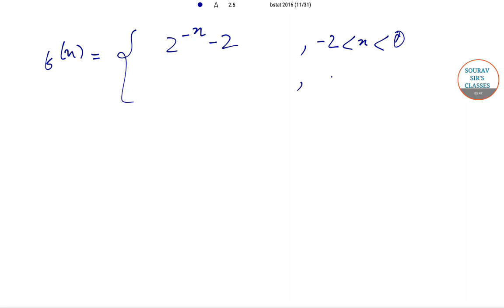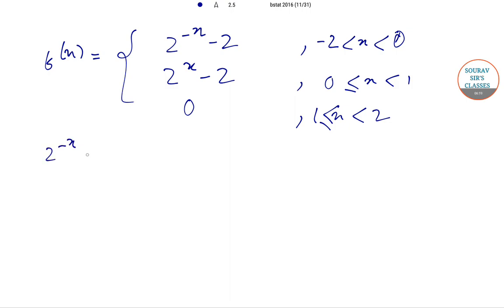Okay, now when x lies between 0 and 1, in that case f of x is equal to 2 to the power x minus of 2. And in the third case, when x is lying between 1 and 2, in that case f of x is equal to 0. So these are the breakdown.